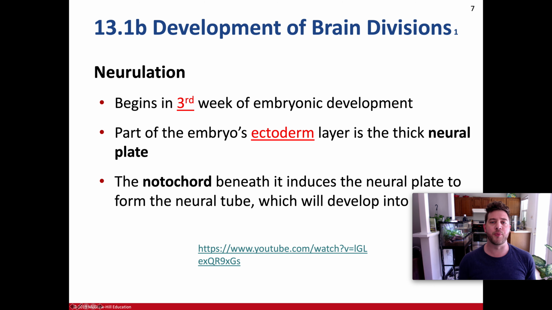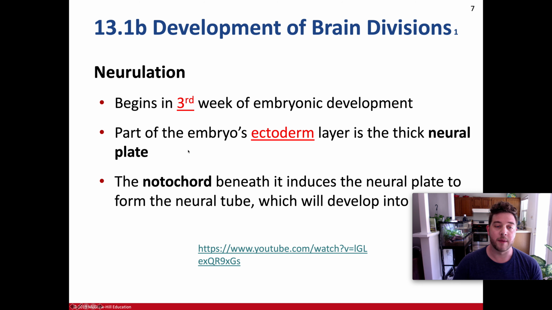So looking at the development of the brain divisions, this process is called neurulation. It starts in the third week of embryonic development. The embryonic development is from the first through 8 weeks of development. After the egg has implanted into the uterus, that's when you start your embryonic development. For this first 8 weeks, there's a lot of growth happening. And then at the beginning of the third week, neurulation starts. It's finished or almost finished by the end of that third week.